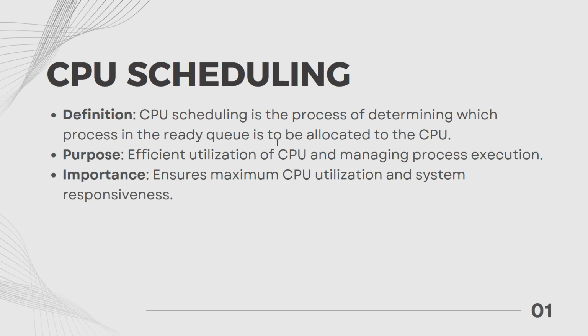So first, let's start with what CPU scheduling is and why it is needed. The definition says CPU scheduling is the process of determining which process in the ready queue is to be allocated to the CPU. The purpose is the efficient utilization of the CPU and managing process execution. The importance is that it ensures maximum CPU utilization and system responsiveness.